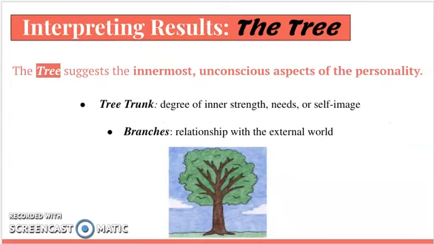And when we think about the tree, we think of the tree as suggestive of the innermost unconscious aspects of the personality. So in looking at the tree drawing, we would look at the tree trunk as an indicator of inner strength or needs, and we would look at the branches as reflective of the person's relationship with the external world. For example, if there is a lack of branches, this might indicate minimal contact with other people.